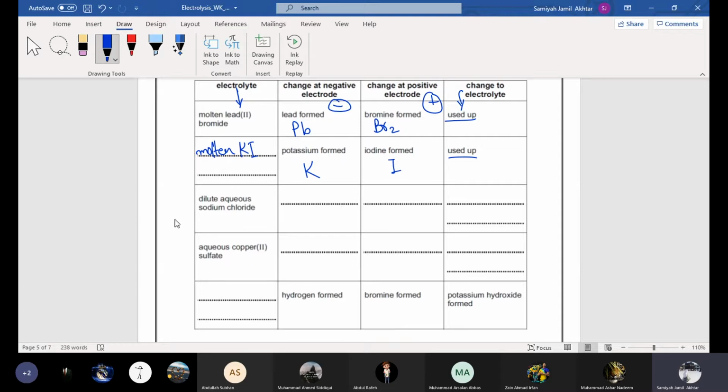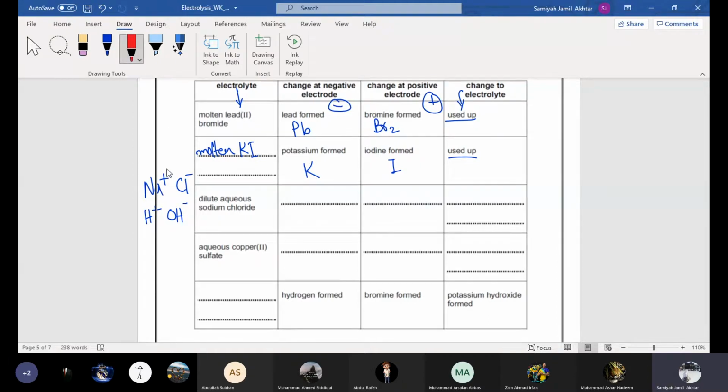Okay, next one, dilute aqueous sodium chloride. So we have sodium and chloride ions from sodium chloride, and hydrogen, H positive, and OH negative from the water. Okay, now we have to identify what will discharge and what will be left in the solution.